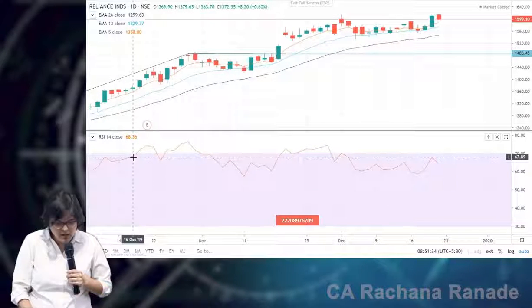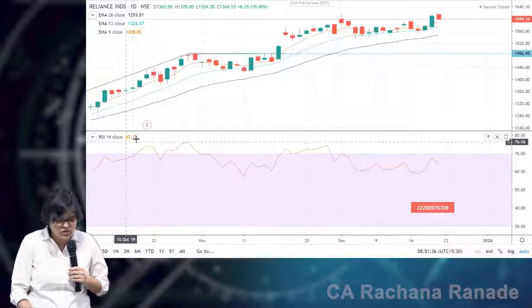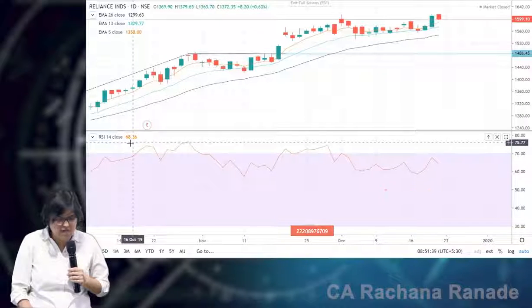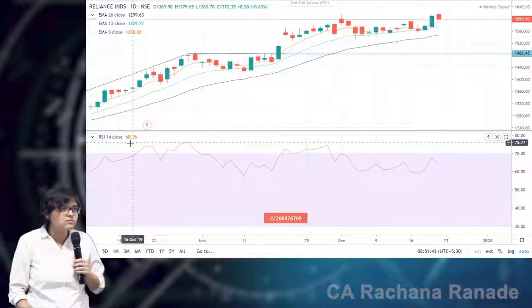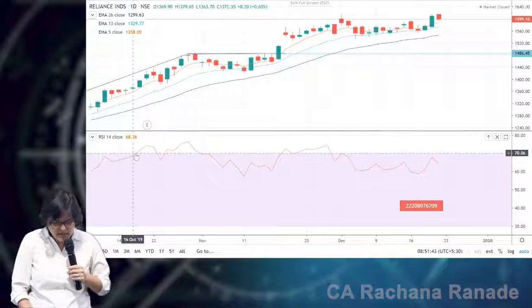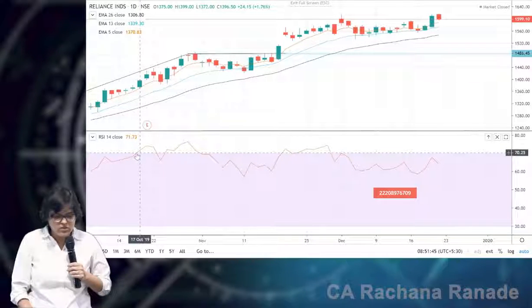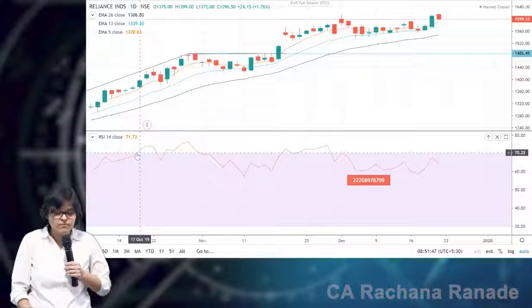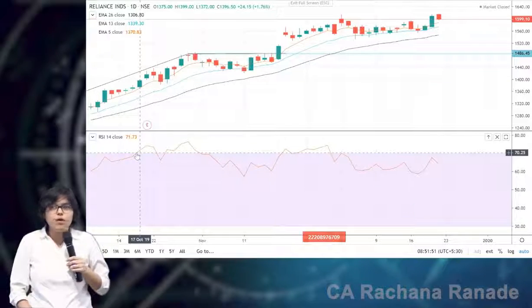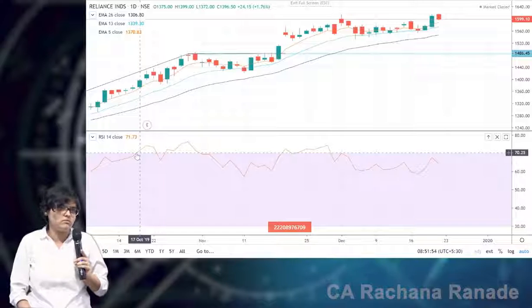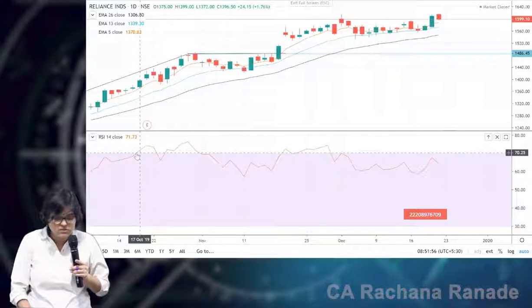Okay, see here, can you see the RSI value also? Just keep on checking out the RSI value. Yes, 68, and here it crossed 70. Check out the date on which it crossed 70. 17th October. Now, traditionally, above 70, sell. So you could have sold at what price?